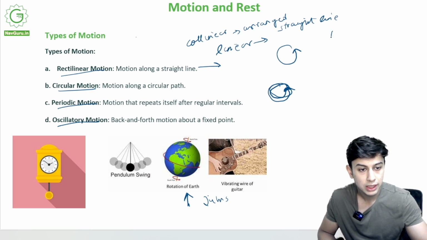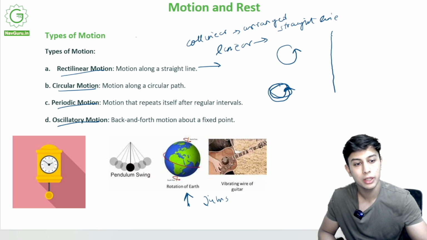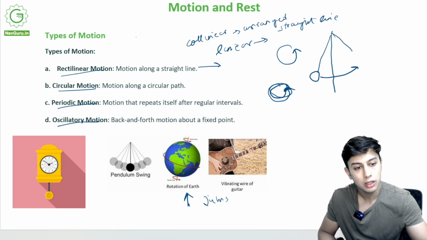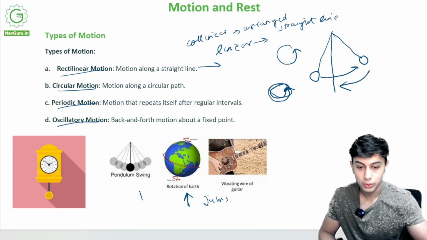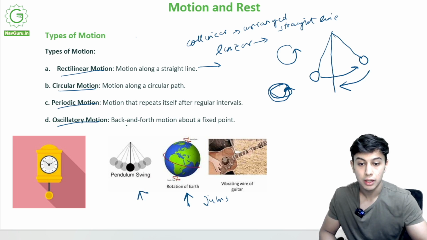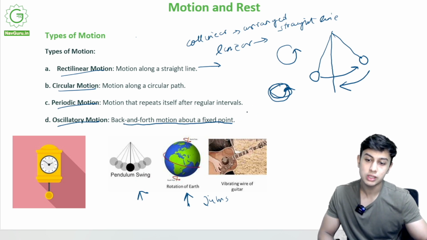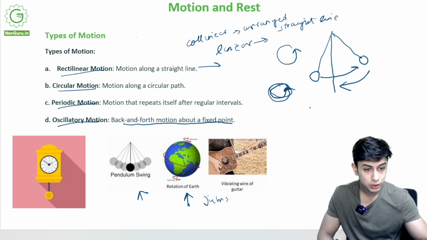Oscillatory motion, oscillation is movement about something. Supposedly this is a point that I take to be my point of oscillation, and there is a pendulum. It will go this way and it will come back this way. There's a to and fro movement about this line. Pendulum swinging. This is oscillation, back and forth about a fixed point. You can also say periodic and oscillation. This movement is also periodic.